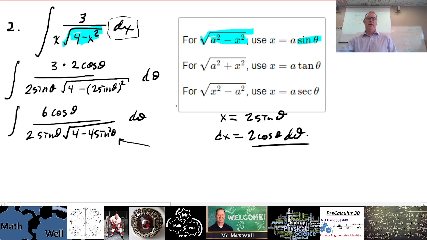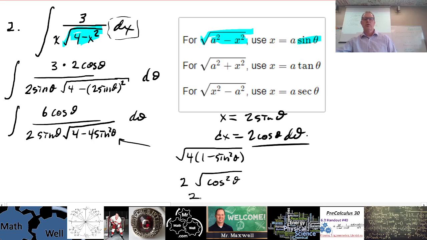I'll just maybe do it off to the side to save myself a little bit of room, but that's going to be the square root of, I'm going to take a 4 out, that's going to be 1 minus sine squared theta, right? Which is going to turn into root 4 is 2, and this over here is going to be root cos squared theta. So this is going to be 2 cos theta. Now, we learned about that yesterday. You guys are still good with that? Any questions about that? Okay, so this whole thing is actually 2 cos theta.